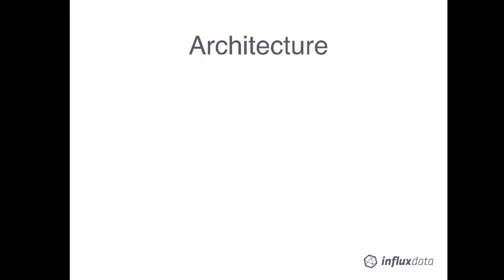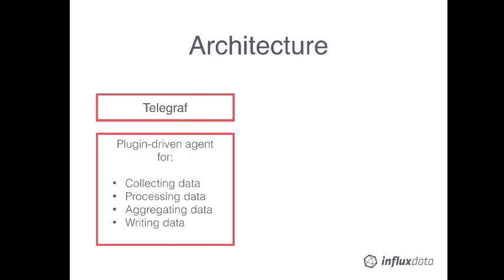Let's start with what these two components are and how they fit together in your monitoring setup. First, we have Telegraf. Telegraf is InfluxData's open source agent. It's written in Go, and it's designed to collect metrics using input plugins. It can process and aggregate those metrics, and it can also write those metrics to output plugins. Basically, Telegraf takes in data, does stuff to them, and then outputs those data to where you want to store them. Telegraf supports over 70 input plugins and over 20 output plugins, so there are a lot of options when you're working with Telegraf.